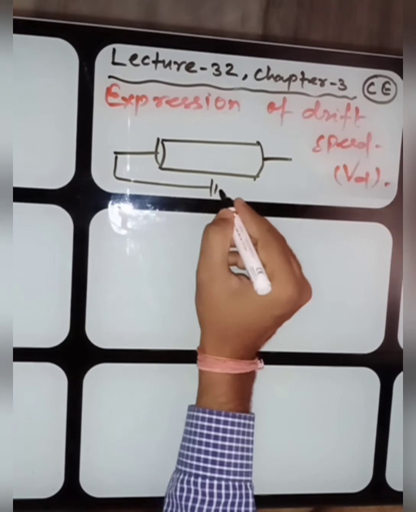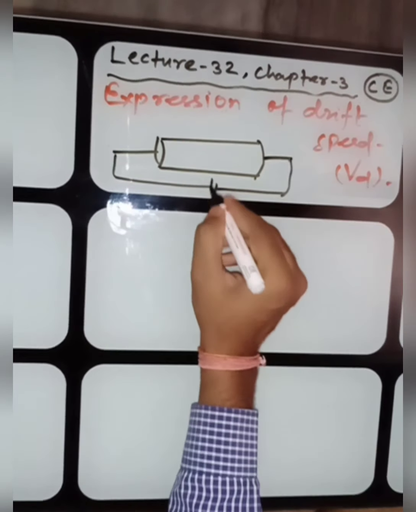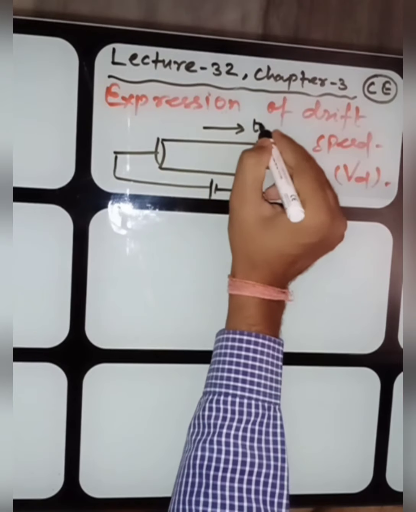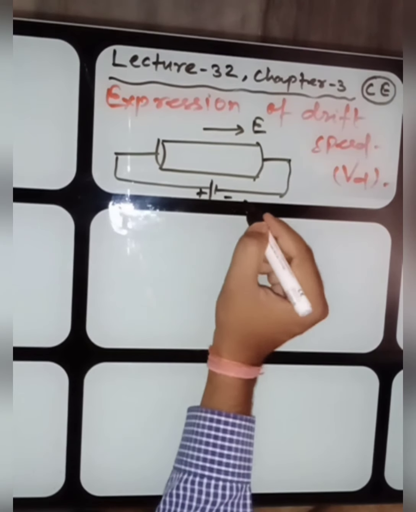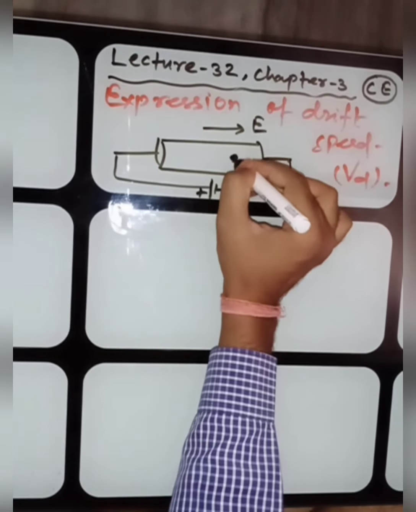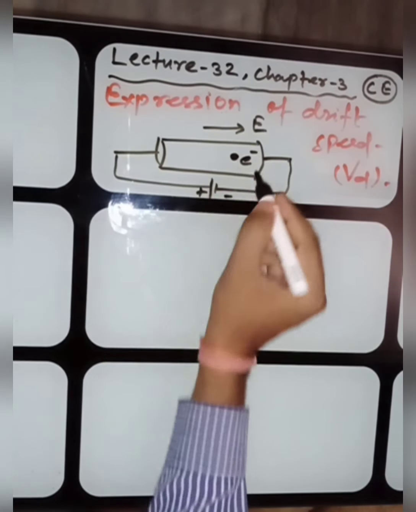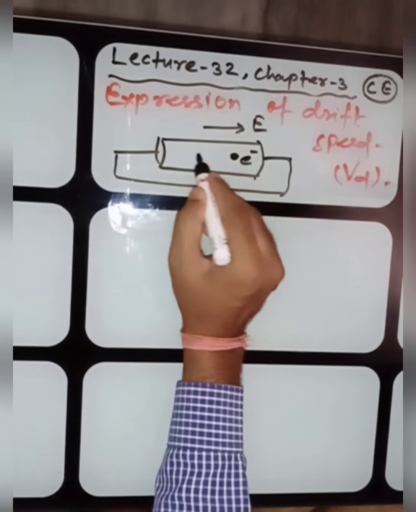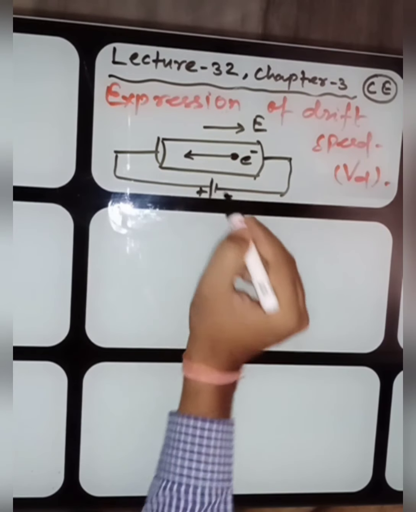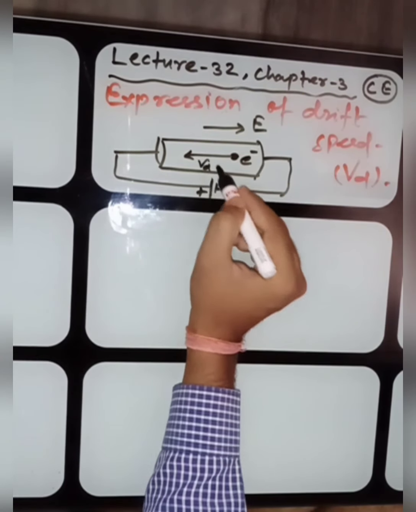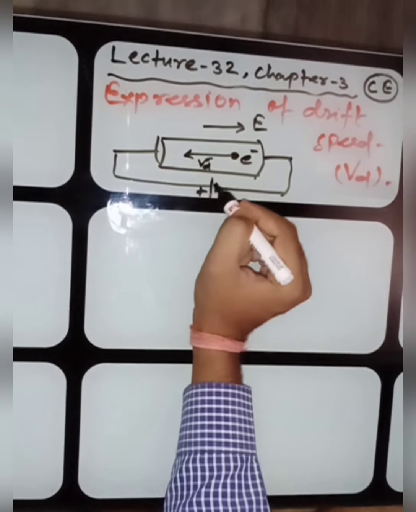We have given a voltage which will provide an electric field. We are considering an electron. If this is the direction of the electric field, the electron will drift towards this one. This is the drift speed, Vd, I am writing.